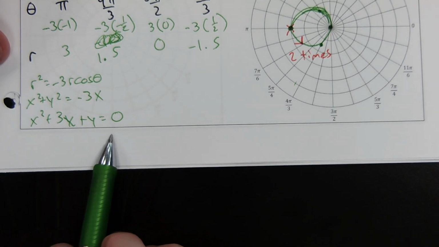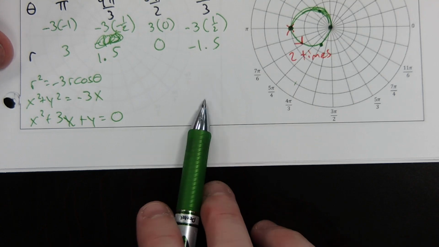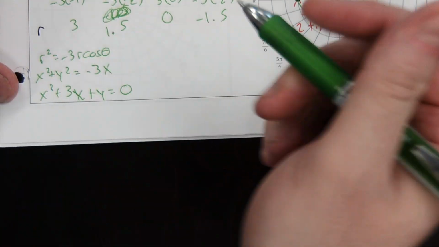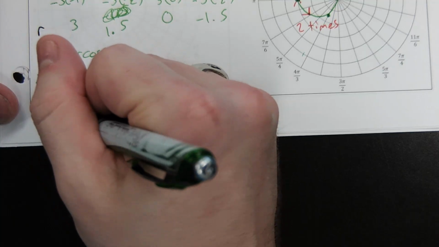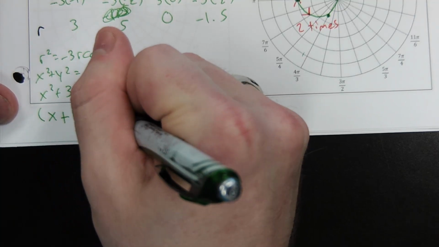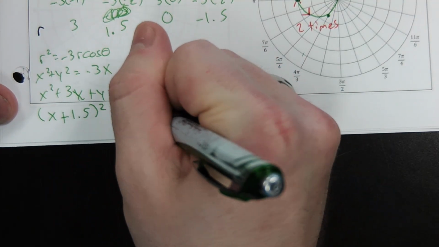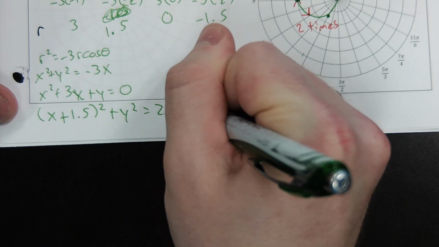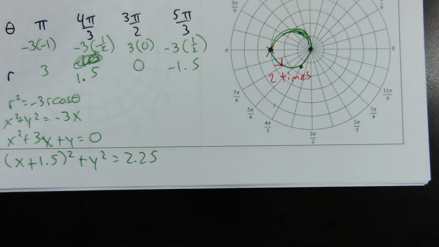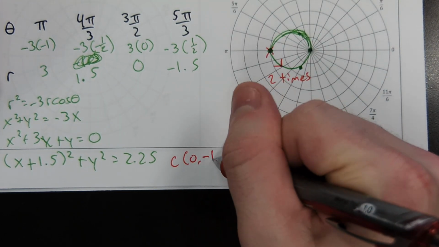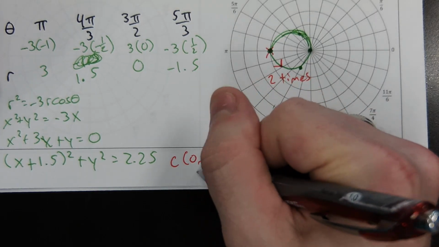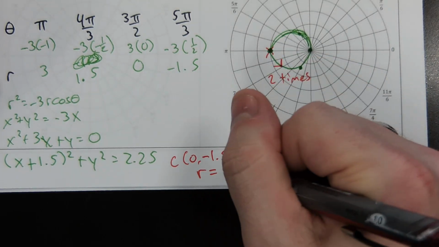I've run out of vertical space, but I don't feel like writing over here, so I'll just keep writing outside the box. And this is what you would end up with. X plus 1.5 quantity squared plus y squared equals 2.25. So why did I bother? Because I needed you to know that if you were in rectangular space, this thing would have had a center of 0, negative 1.5 and a radius of 1.5.